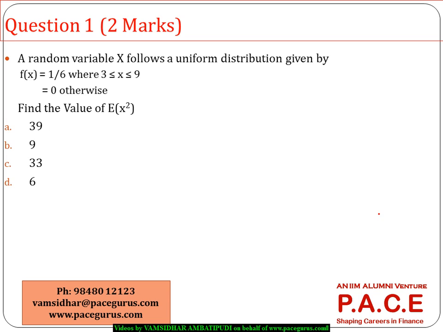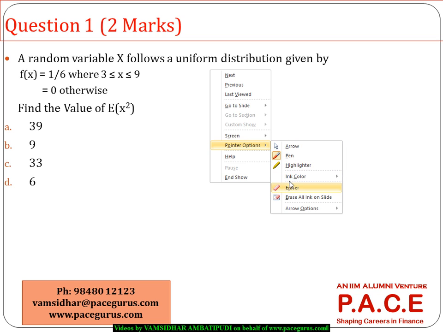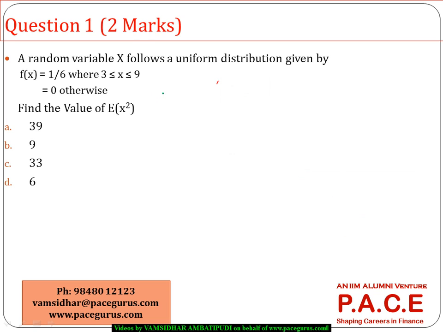A random variable x follows a uniform distribution wherein f of x is equal to 1 by 6 as long as x lies between 3 and 9, and otherwise it is 0. Now the question is to find the value of E of x squared.